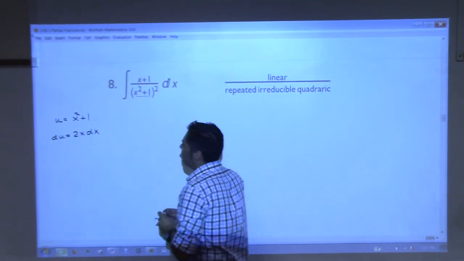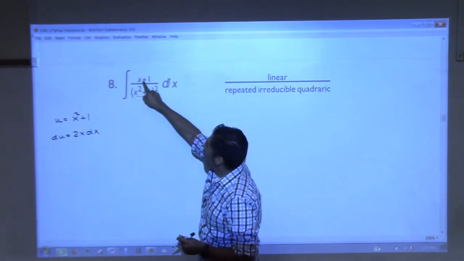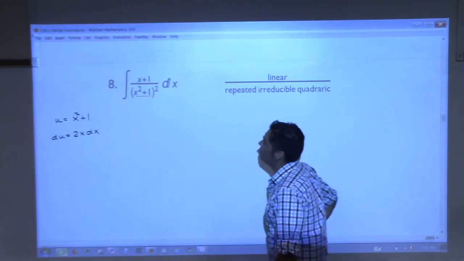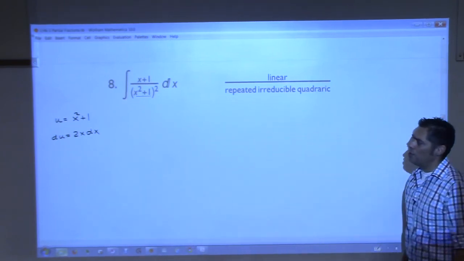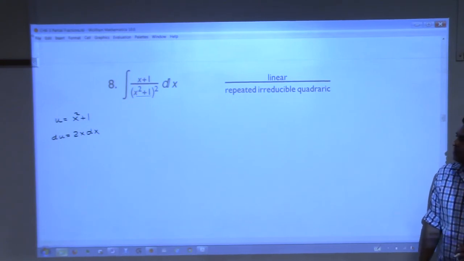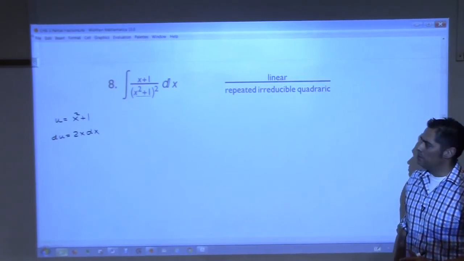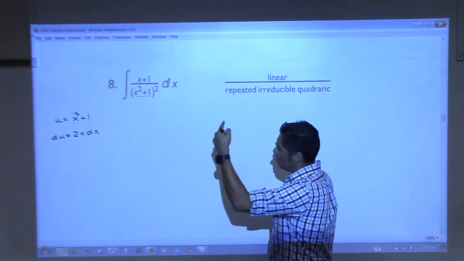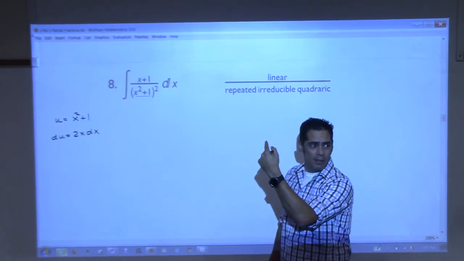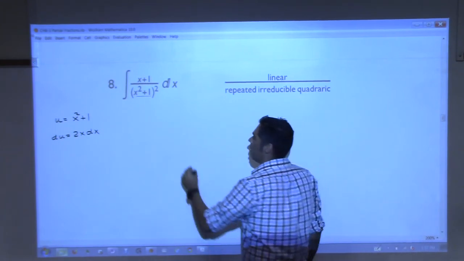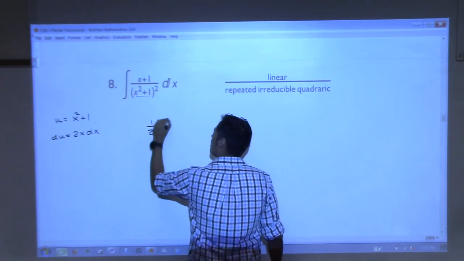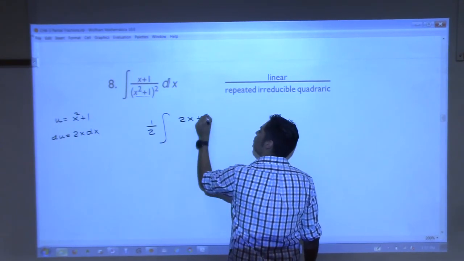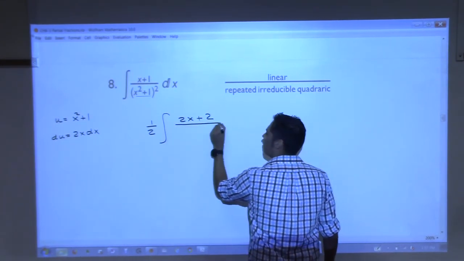dx. The problem is the plus 1, right? So let's force the numerator to be just 2x and not x plus 1. So what am I going to start with? Multiply 2 on the top, and then 2 on the bottom, so a half on the bottom. So I'm going to do half of this integral of 2x plus 2, right? That 2 has to go through the whole numerator.